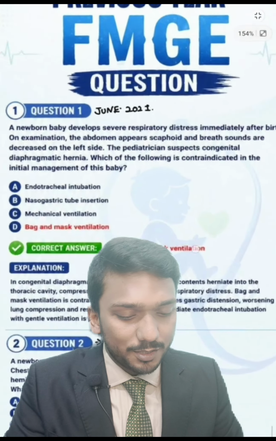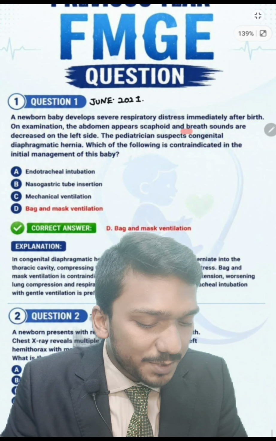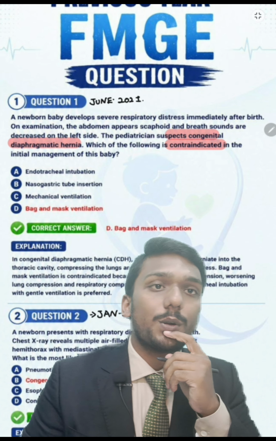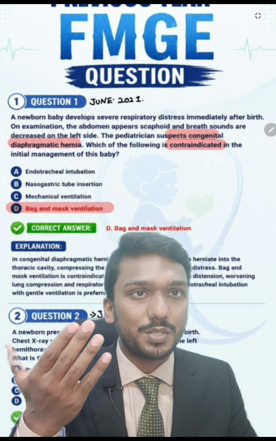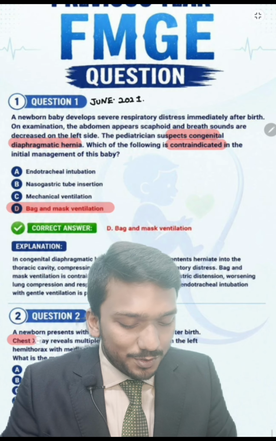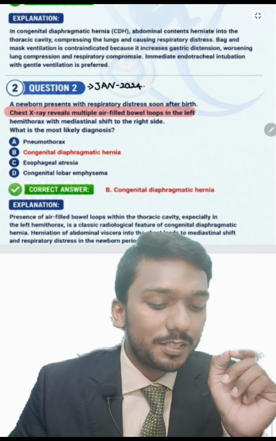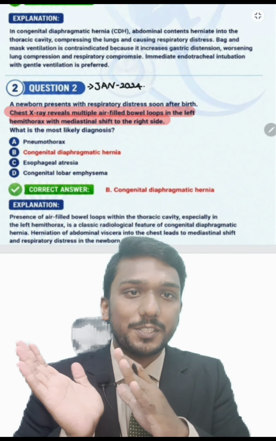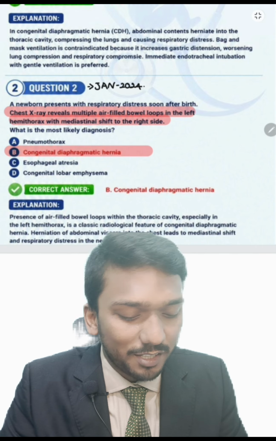So this is one of the previous year FMG questions. In this, they already suspected this is a case of congenital diaphragmatic hernia. In this question, they are asking what is contraindicated in this case. In this case, bag and mask ventilation is contraindicated, as per the explanation I gave you before. Second is the X-ray feature they gave over here. X-ray revealed multiple air-filled bowel loops in the left hemithorax, and because of that, mediastinal shift is there. So this is also a case of congenital diaphragmatic hernia.